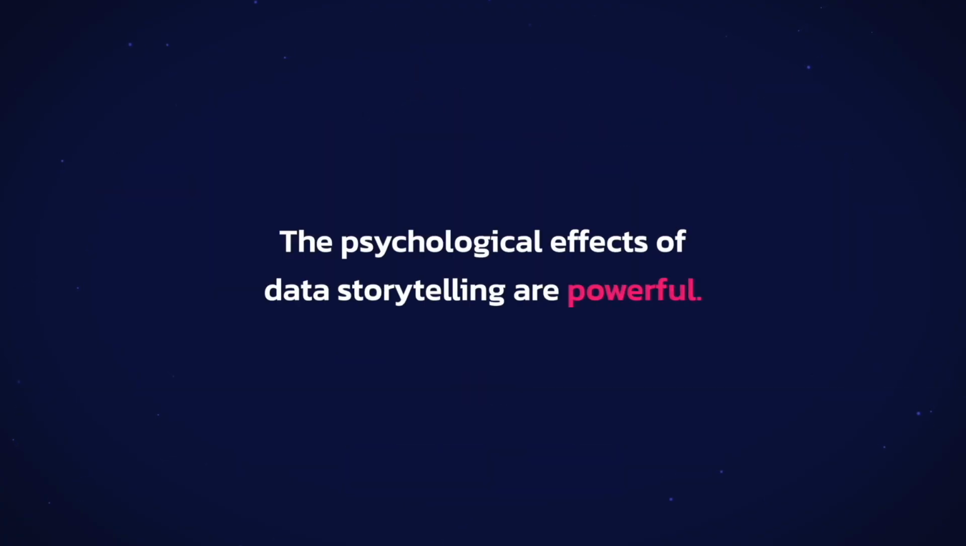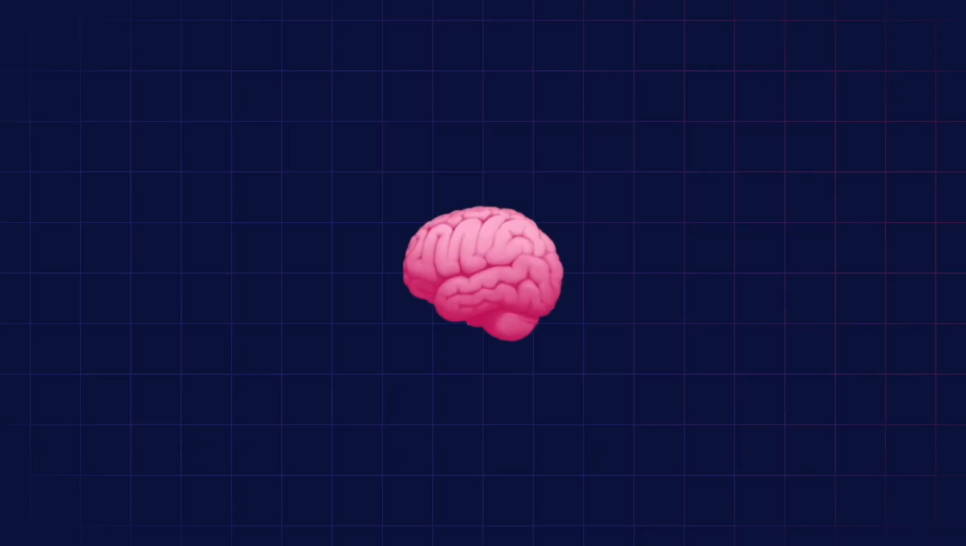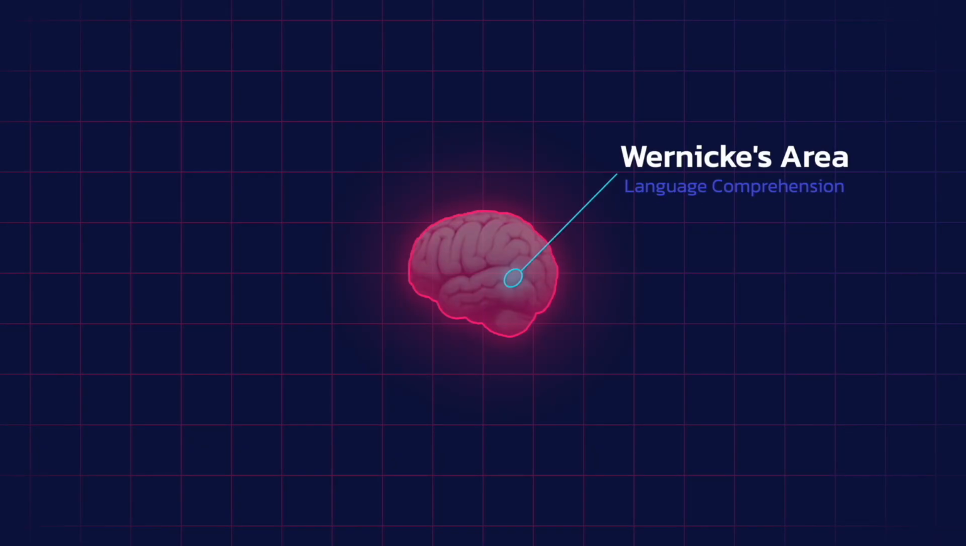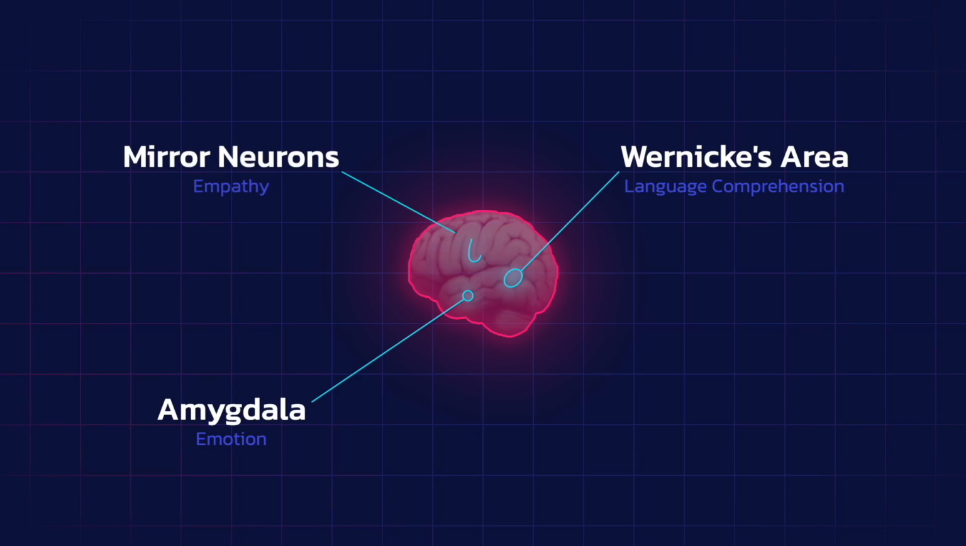The psychological effects of data storytelling are powerful. When we introduce a narrative, our minds naturally follow the story. On a neurological level, several parts of the brain light up. Wernicke's area, for language comprehension, the amygdala, for emotion, and mirror neurons, for empathy. When these areas are activated together, the hippocampus, the part of the brain that converts short-term memories into long-term ones, is more likely to store the experience, making it far more memorable than raw data alone.